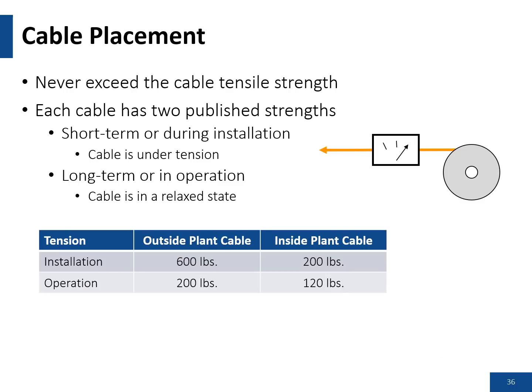Critical element, of course, is the cable tensile requirements or maximum tension. There are two types. One is for short term or during the installation. We call this the dynamic installation tension, or when the cable is under tension. And then there's long term or in operation. This is when the cable is in a residual or relaxed state. For your outside plant cables, your typical installation tension is a maximum of 600 pound pulling tension. And your static or operating tension basically is at 200 pounds. Inside plant cables are typically 200 pounds installation and 120 pounds operation.